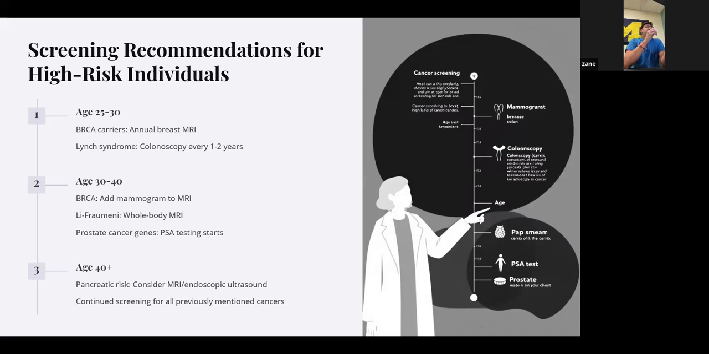And if they have Li-Fraumeni syndrome, not necessarily a whole body MRI. I would be more inclined to do a full body CAT scan, probably twice a year. And if you fall into that pancreatic risk, if you have a gene that is in that category, like a BRCA or a Lynch, then you can consider a yearly MRI to evaluate the pancreas.